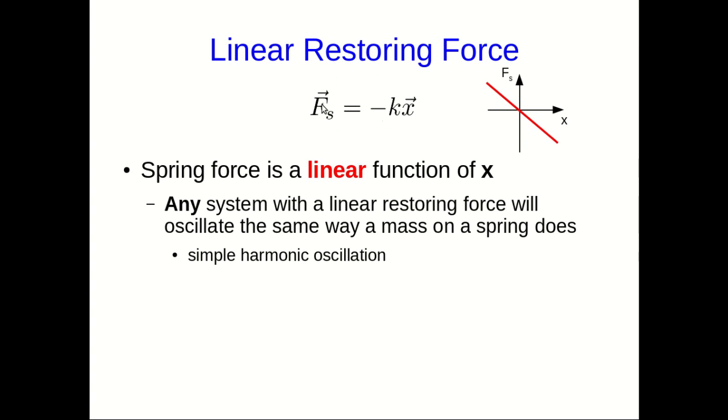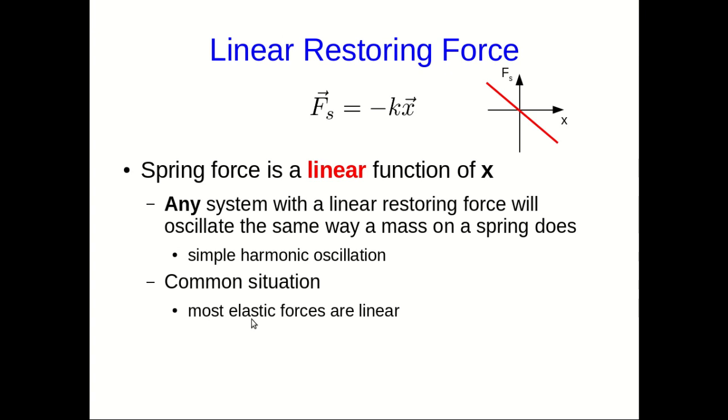Because if a mass on a spring acts this way because of this restoring force, any other system you come across that happens to also have a linear restoring force, you know that it's going to oscillate exactly the same as a mass on a spring. And so this is why this idea of simple harmonic oscillation is useful as sort of a category of motion, because it's not just masses on springs that do it.